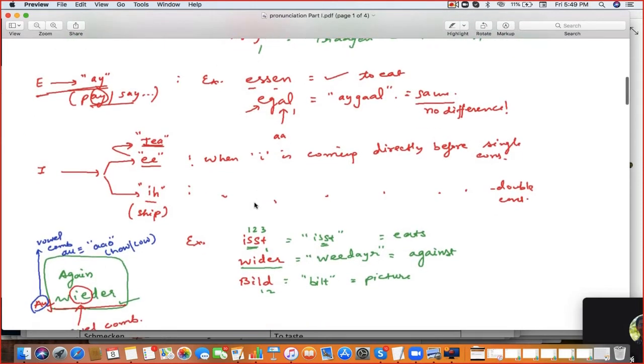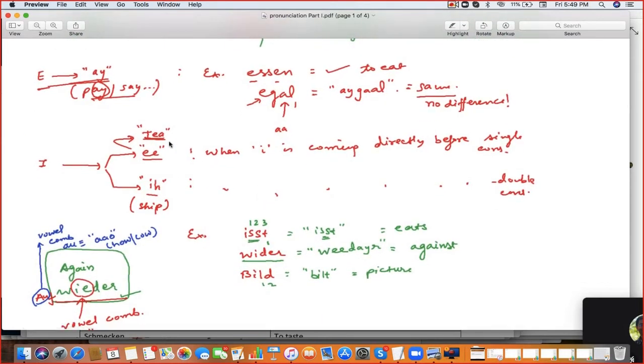Then next is I. I is having two sounds, long E and short E. The same story. You have to do the counting again. After I, if it is a single consonant, then it will have the long E sound, otherwise it will have the short E sound.